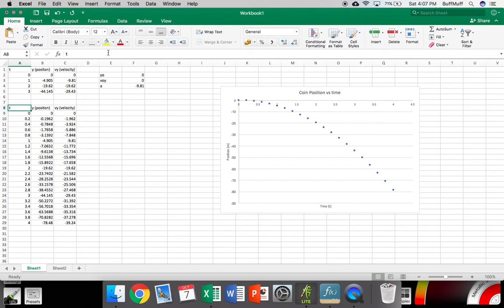What I did next was to create a scatter plot. So this scatter plot is giving me the position of the ball, the vertical position of the ball with respect to time.